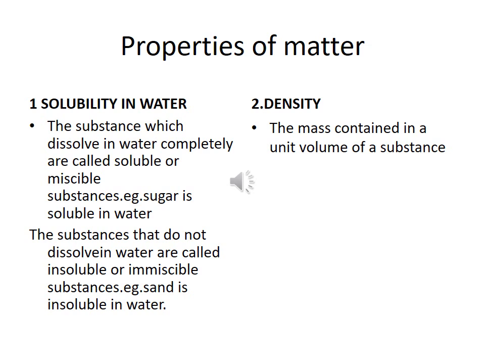Second, density. The mass contained in a unit volume of a substance is known as density. A substance which is denser than water will sink in it, and a substance which is lighter than water will float on it. In 5th class you have studied this topic very well.